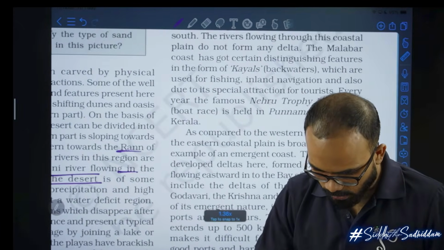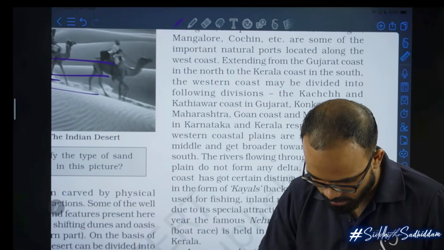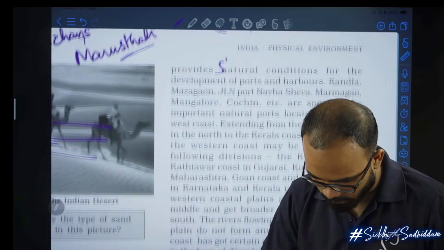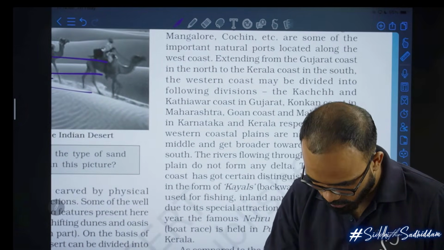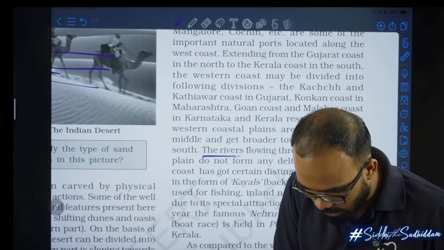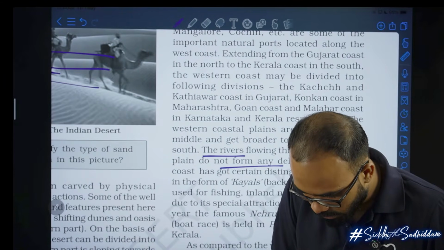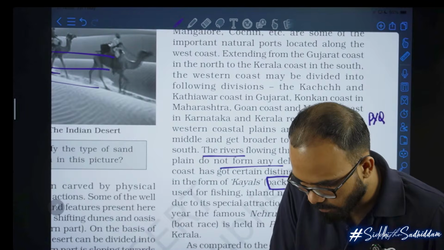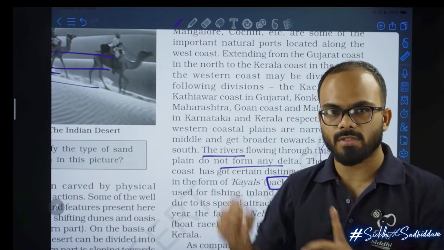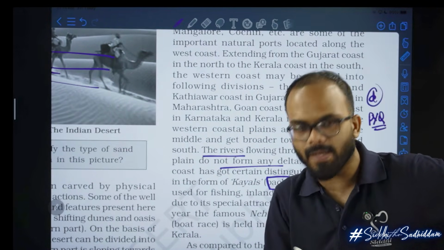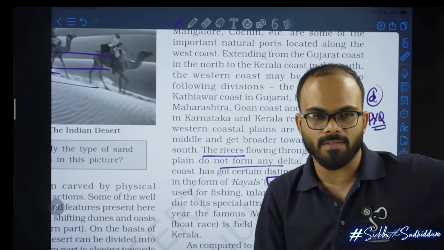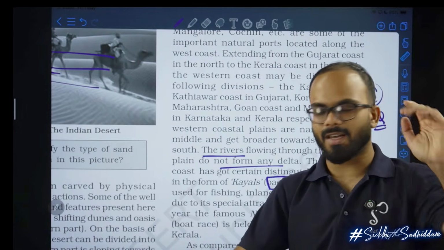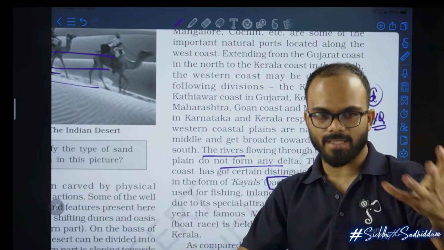Then the questions on this line, yes, see, just a minute, I wanted to show you one more line. In this region, rivers do not form any delta, they form backwaters. This was a PYQ. Backwaters and lagoons. I still remember it was option D if I am not wrong. In that question that we have solved, it was option D. I could be wrong in this. It could be an extreme guess also.